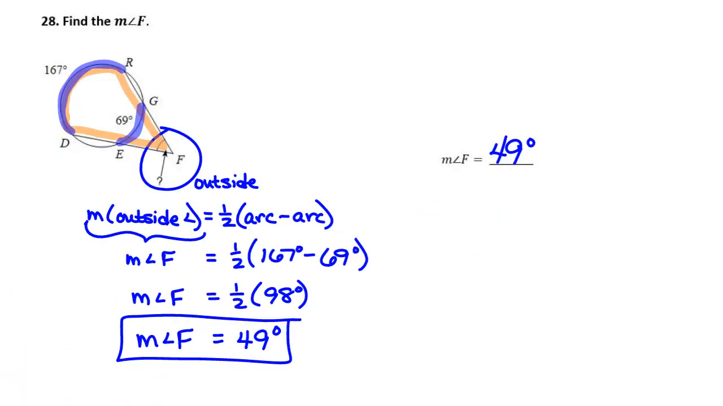So inside angle, you add the arcs and then cut them in half. Outside angle, you subtract the arcs and then cut them in half. No, an inside angle, you plus the arcs together. Outside angle, you minus the arcs.